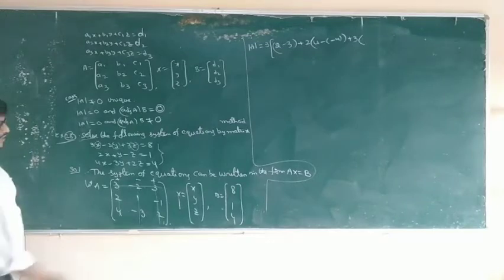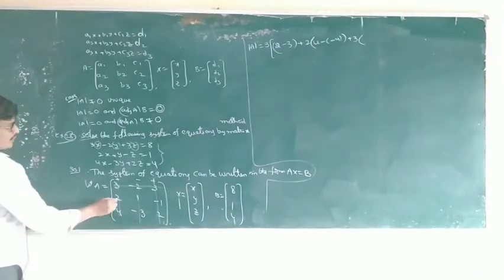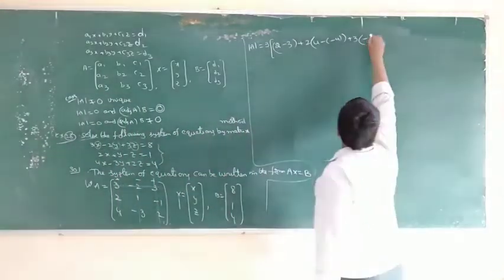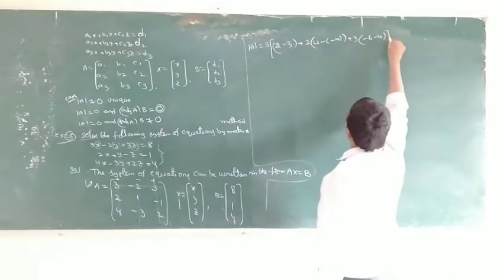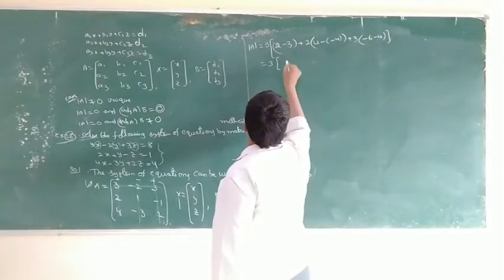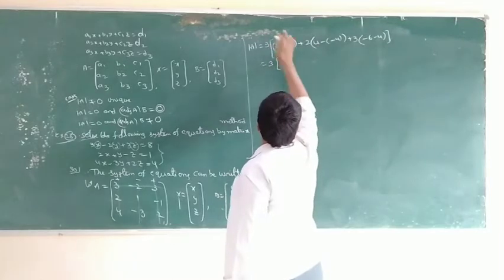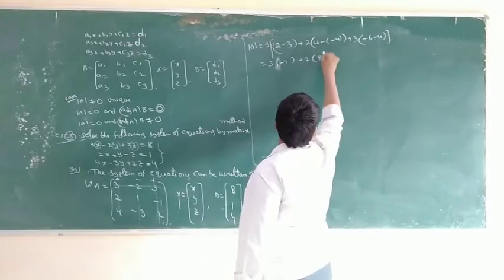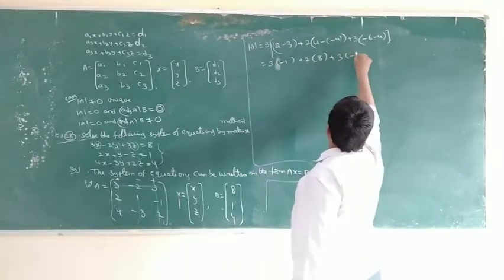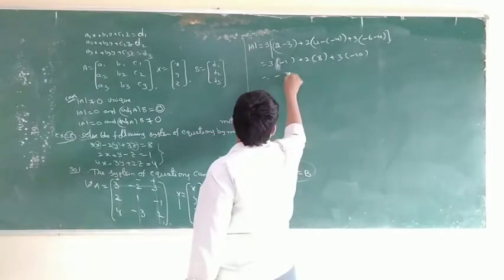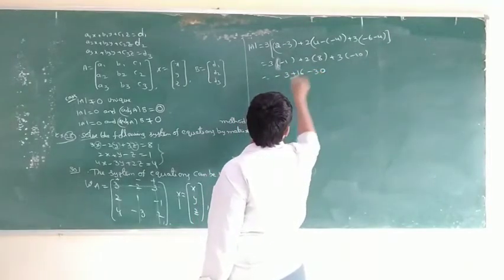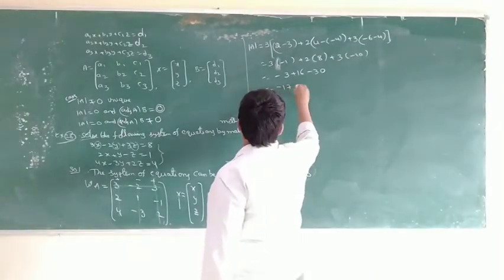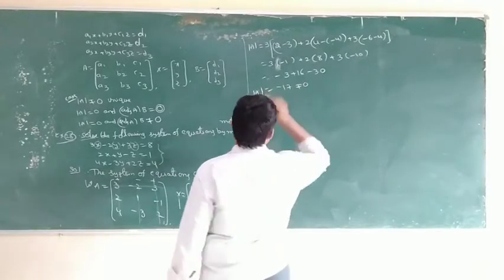Next plus 3 into the determinant of the remaining 2 by 2 matrix. What is the remaining 2 by 2 matrix? 2, 1, 4, minus 3. So 2 into minus 3, minus 6 minus 4. So that is equal to 3 into minus 1 plus 2 into 4 plus 4, 8, plus 3 into minus 10. So that is equal to minus 3 plus 16 minus 30, which is minus 17. This is not equal to 0.